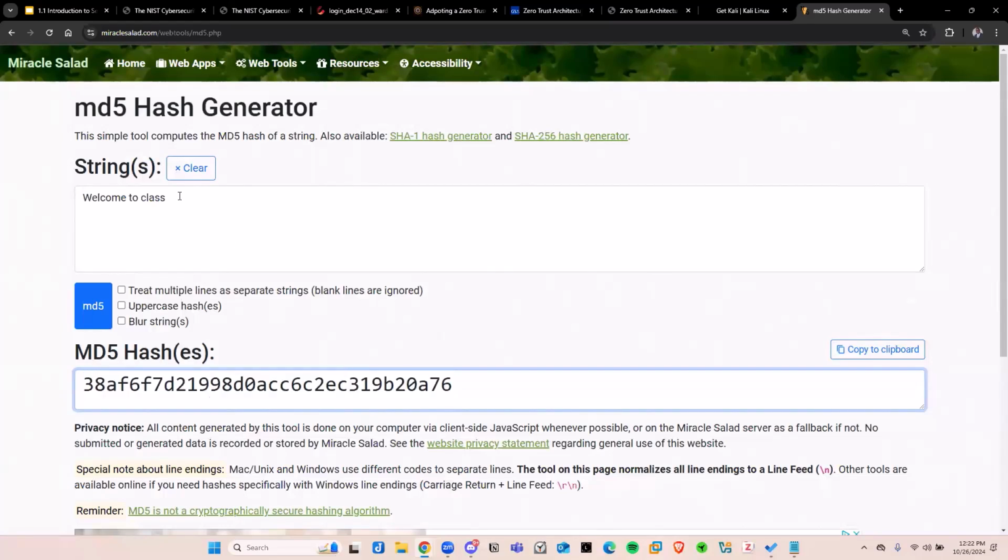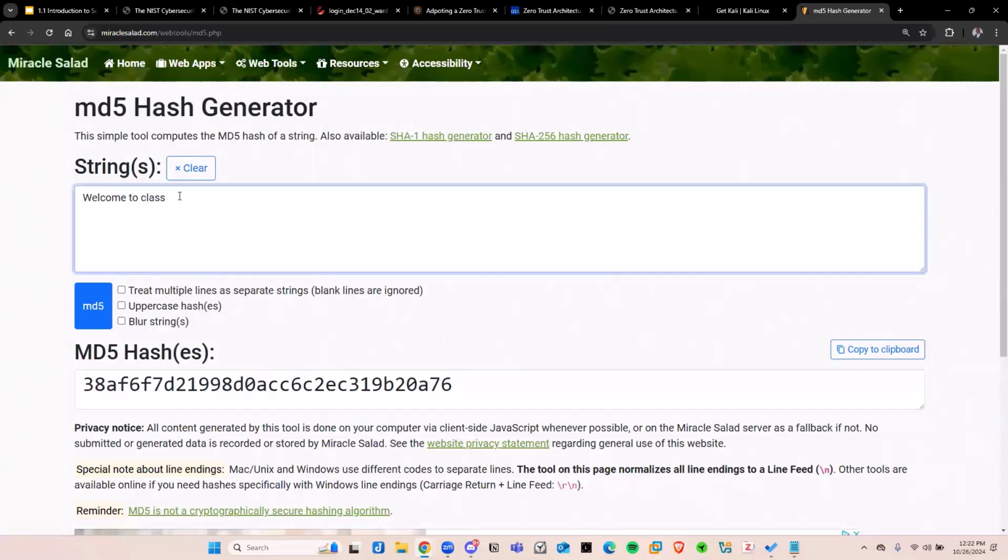The reason is, even if you add anything, if you add a dot, the whole hash changes. As you can see, the whole hash changes. That's why we use hashes to verify if something is original or not. Because if anybody tampered with it, it's going to completely change that particular thing.